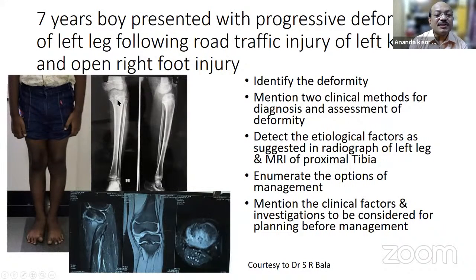We can see here the tibia is deformed. It is a varus deformity. So mention 2 clinical methods for diagnosis and assessment of the deformity.